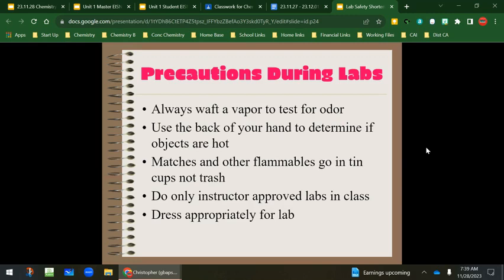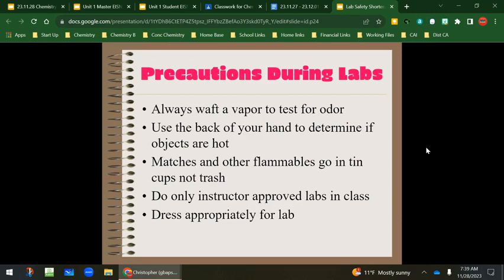Matches and other flammables go in the tin cups that are at every station. There is a cup like this at every station. Please, when we're using matches, blow them out and put them in here. Blow them out first, okay? I've seen people throw lit matches in here. And if you're not the first one using matches that day, there may be 4 or 5 in there. Now we've got a small bonfire going in here that we could cook s'mores on. And people will panic and go grab this to take it to the sink, and it will be incredibly hot in a very short period of time.